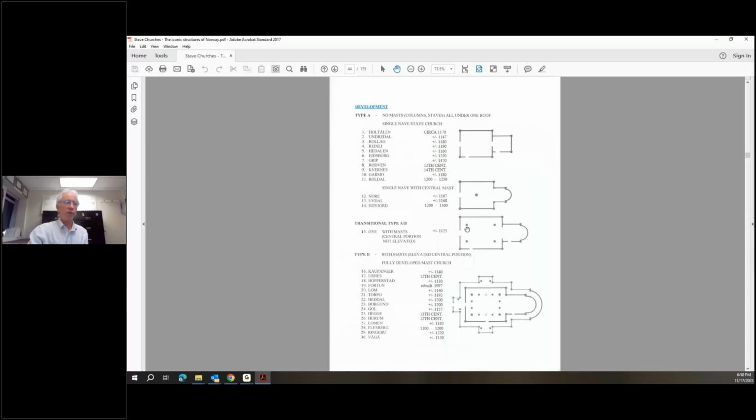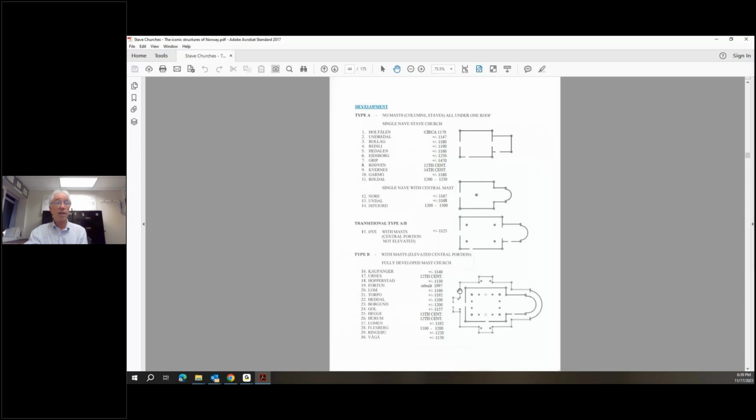And then we have type B structures. Now they don't all look like this. I've used the plan here from the Borgund Stave Church, built around 1200. And these are estimated times. There's some debate over truly when they were built, but these are pretty good estimates. And one thing you'll notice is these are much more complex than the simplicity of the single nave and single chancel. You've got a whole series of columns or staves in the middle of the nave. And some have a gallery around the outside, some do not.